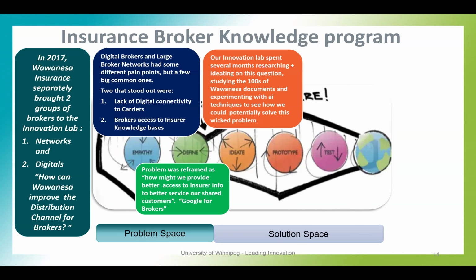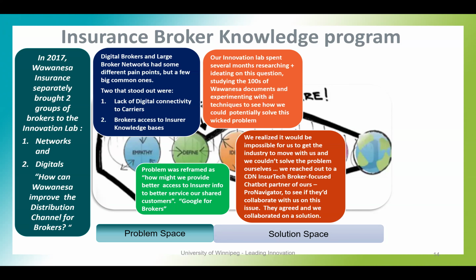Our innovation lab spent months researching and ideating on the question, studying the hundreds of Wawanesa documents and experimenting with AI techniques to see how we could solve this wicked problem. But we realized it would not be possible for us to do this because we'd be reliant on our industry competitors accepting the change we want to make. And that was never going to happen. That's just not the way the insurance industry works.